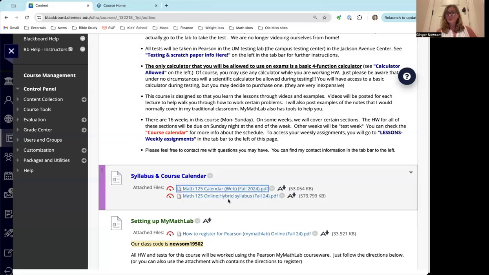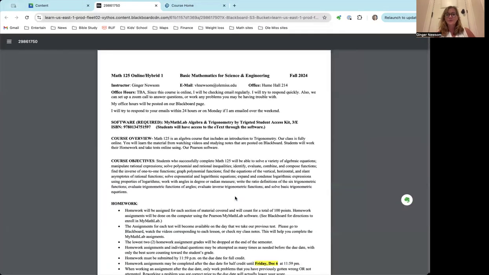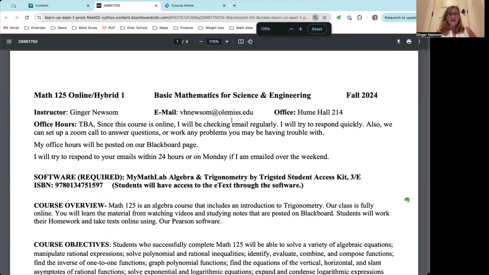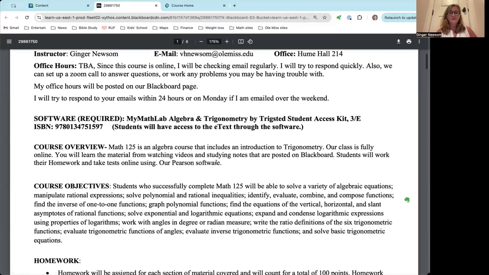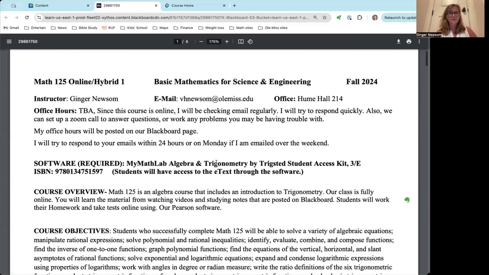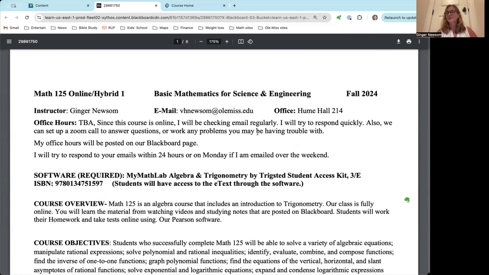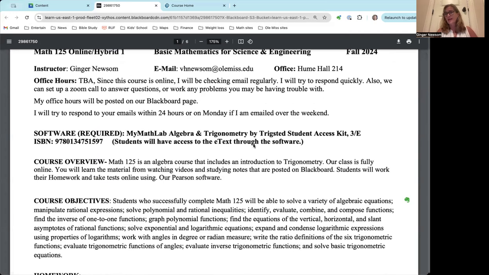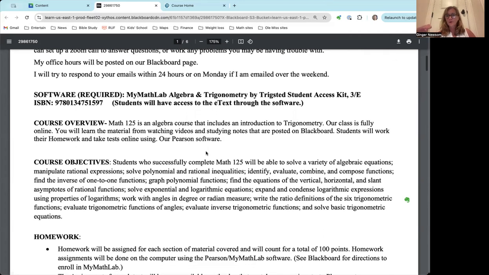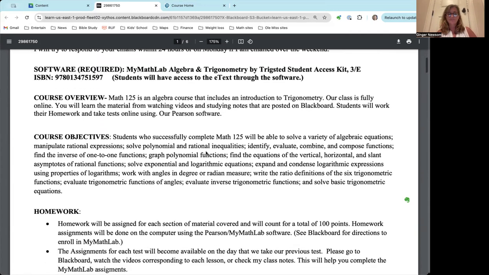Let's look at the syllabus really quickly. It seems kind of long, but I do want to open it so I won't forget to tell you some things. Like I said, this course is basically a college algebra course. It's called Basic Math for Science and Engineering. We call it pre-calculus around the math department. The first three tests are all college algebra, just good old algebra stuff. That fourth test is a little bit of trig, an introduction to trigonometry.